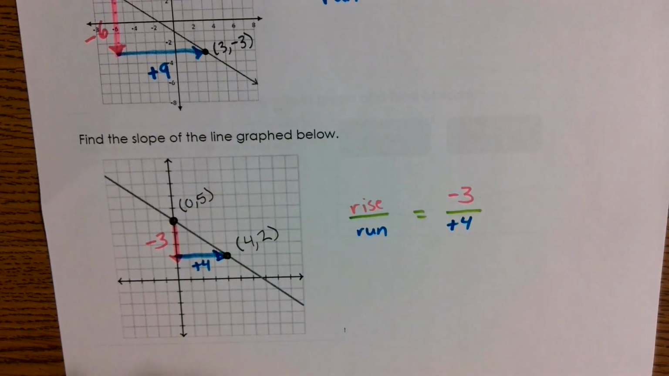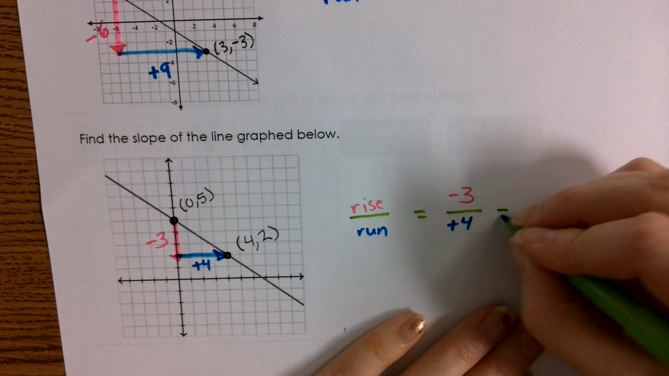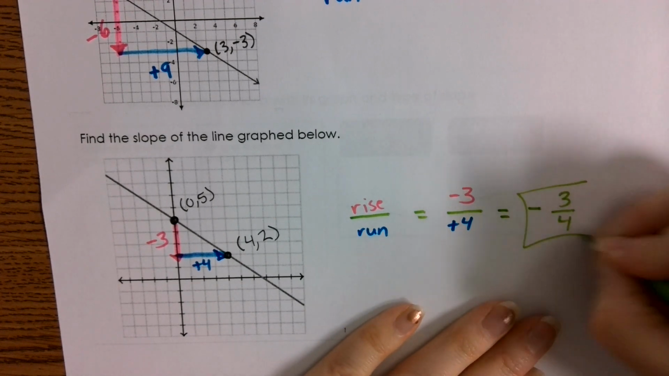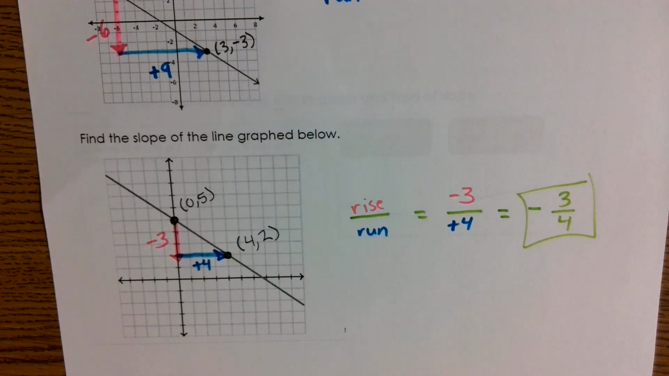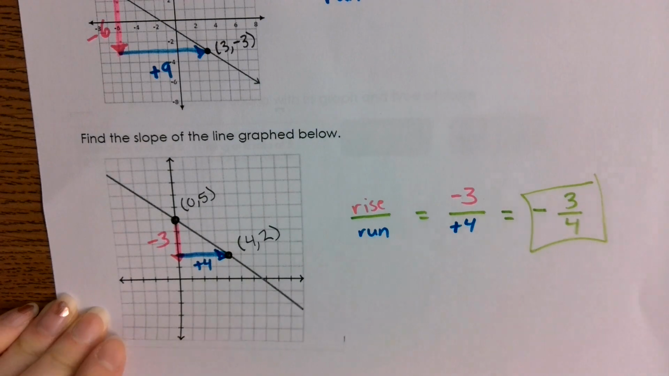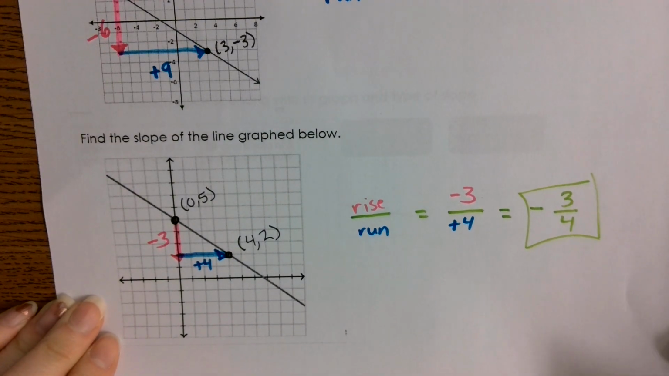Okay, then when we just simplify, a negative over a positive is a negative, and then 3 over 4 is actually as simplified as it gets. And there's our slope. Really easy stuff, right, guys? Yes. I love slope. I think slope's an easy, fun, simple concept. All right, let's go ahead and turn it on over to the back.